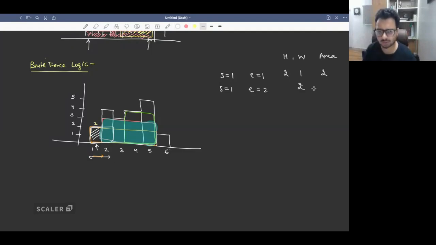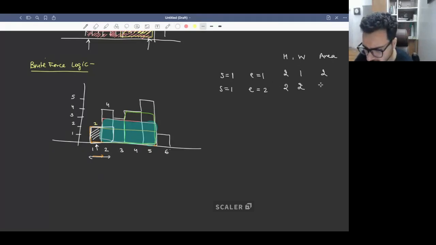But how do I compute the height? Out of these two, I take the one which is minimum. Absolutely correct. So the minimum is this height, which is 2. So the area is going to be 4. Tell me, does that make sense? We are calculating this, right?